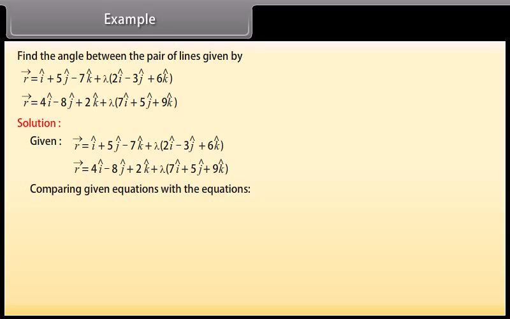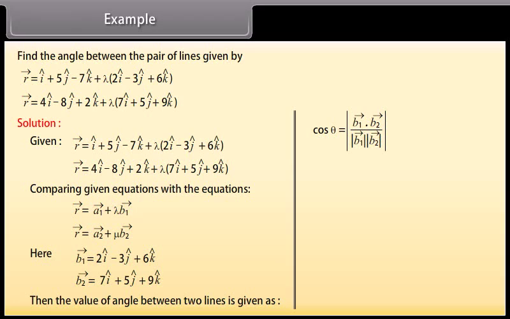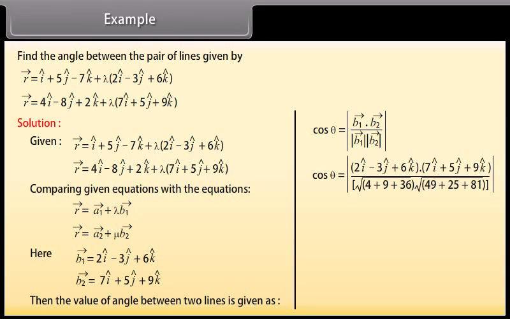Comparing the given equations with the equations vector r equals vector a1 plus lambda vector b1 and vector r equals vector a2 plus mu vector b2, here vector b1 equals 2i minus 3j plus 6k, and vector b2 equals 7i plus 5j plus 9k. Then the angle between two lines is given as cos theta equals modulus of vector b1 dot vector b2 by modulus of vector b1 into modulus of vector b2, which is the modulus of the dot product of (2i minus 3j plus 6k) and (7i plus 5j plus 9k), divided by square root of 4 plus 9 plus 36 into square root of 49 plus 25 plus 81.